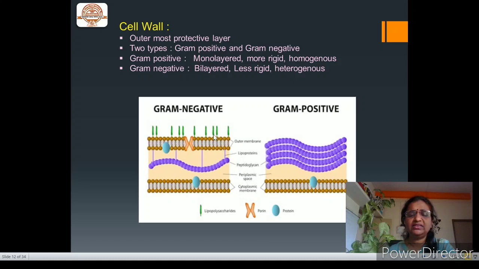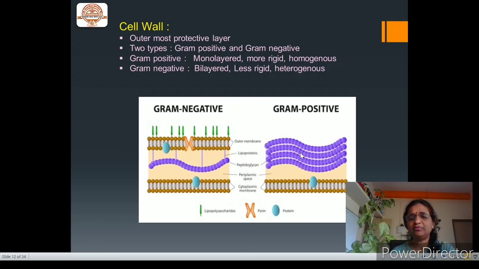Here you look, this is the structure of gram negative. It consists of an outer layer and an inner layer. The outer layer is made up of phospholipid, lipopolysaccharide, and protein, and the inner layer is made up of peptidoglycan. So it has a heterogeneous nature. That is how gram negative cell walls are heterogeneous and gram positive cell walls are homogeneous.